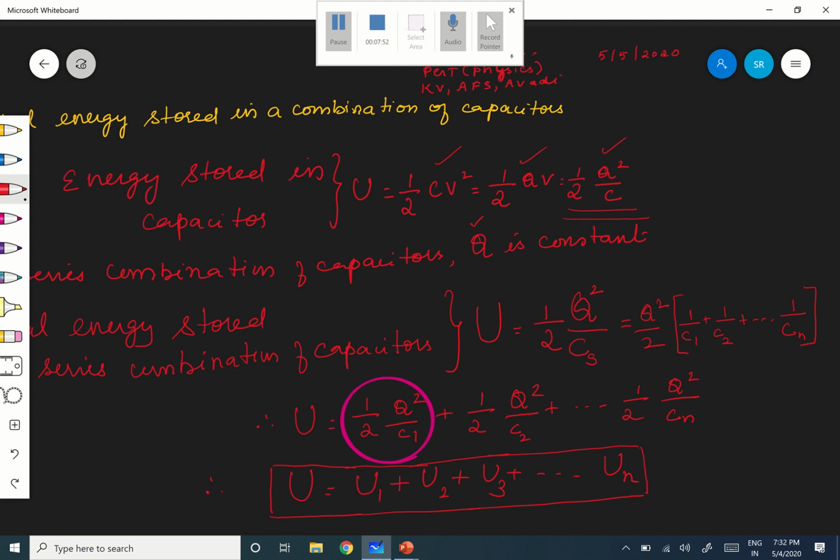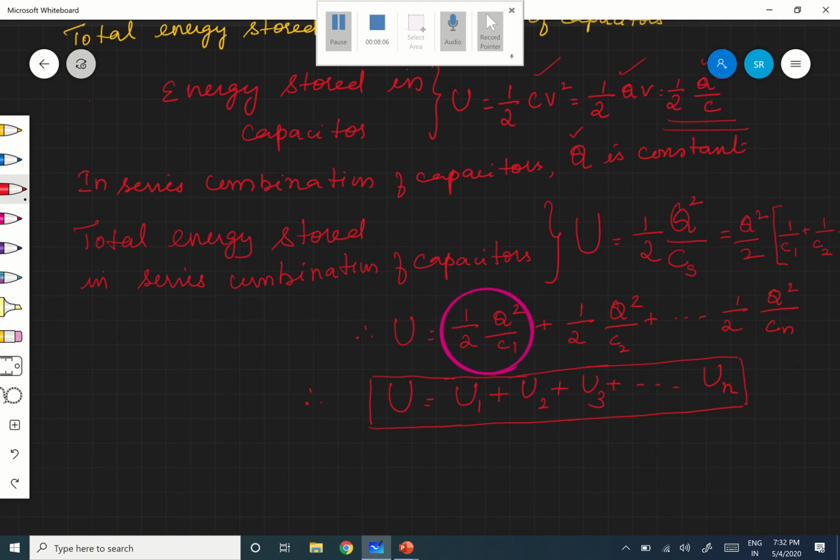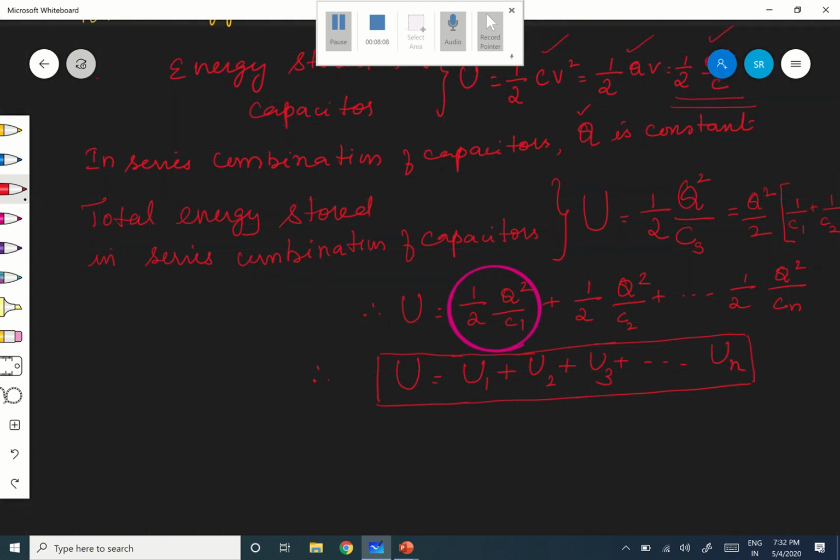Capacitor means it is a device. Capacitance, capacity means it is a physical quantity. Okay, right. Now shall we go to the next one? Now we have to go for the parallel combination of capacitors.